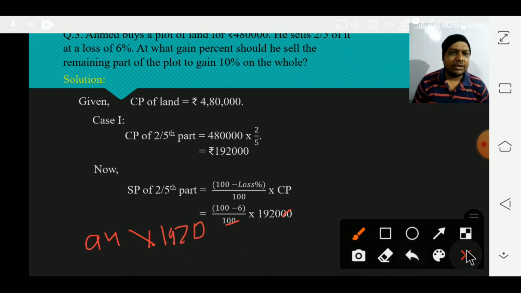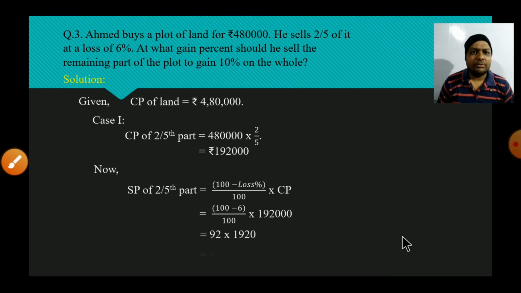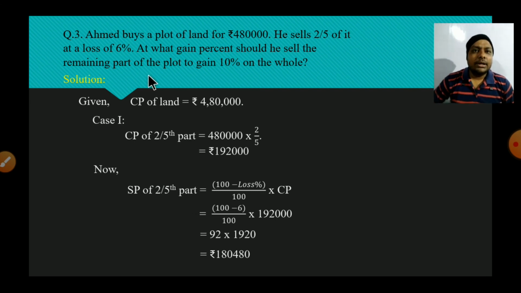Then after multiplying, what will we get? We will get rupees 1,80,400. That will be the SP of land, SP of 2 by 5th part of land. Clearly? Now let's move to the next line.